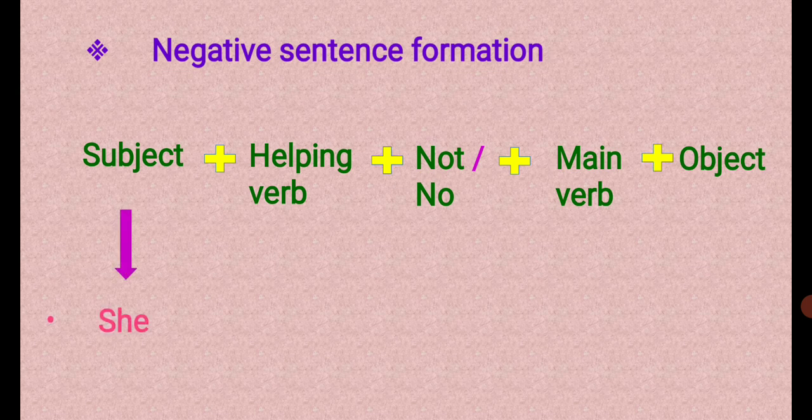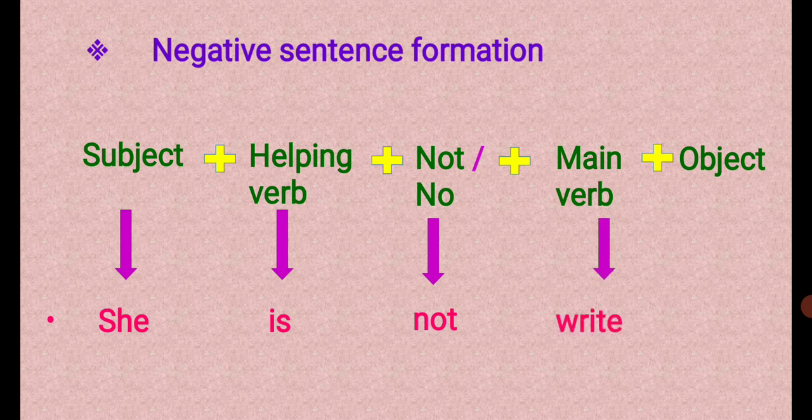Let's see the example with it. What is the subject here? She. Helping verb is. Between them, "not" is there. Main verb is writing. Here I made a mistake, "right" is not there, "writing" is there. So just read this sentence: She is not writing.